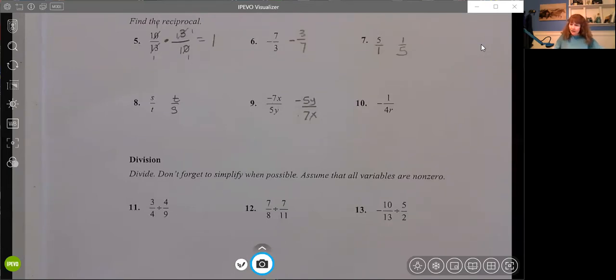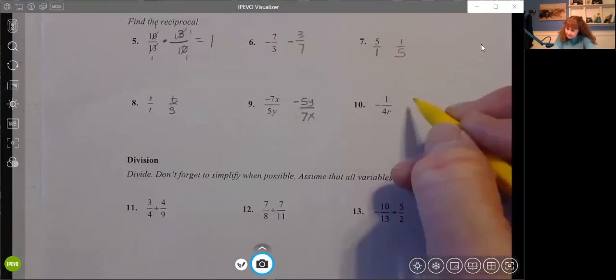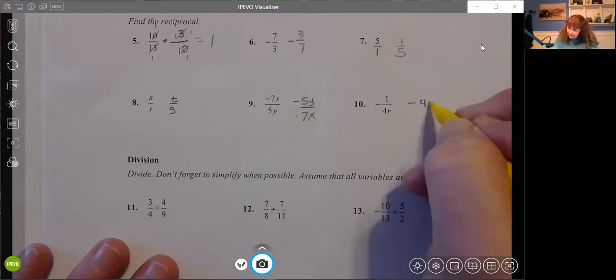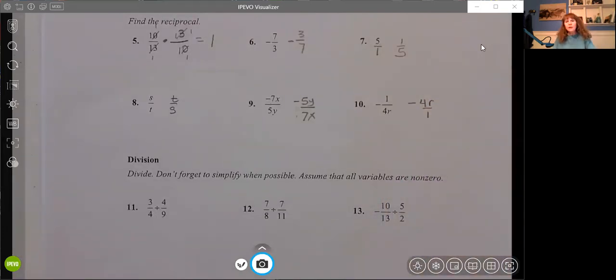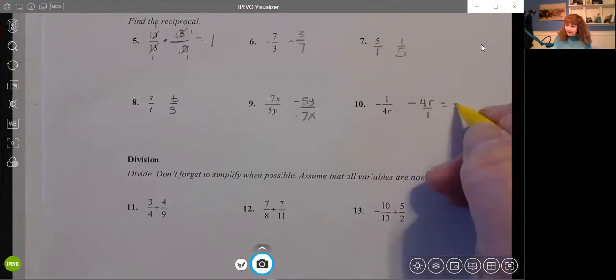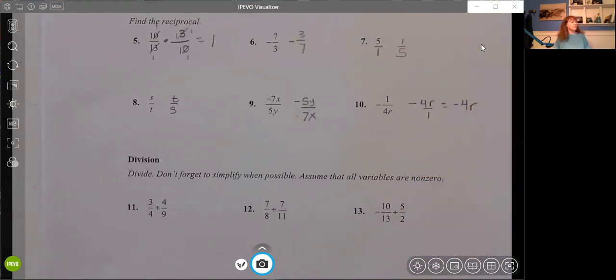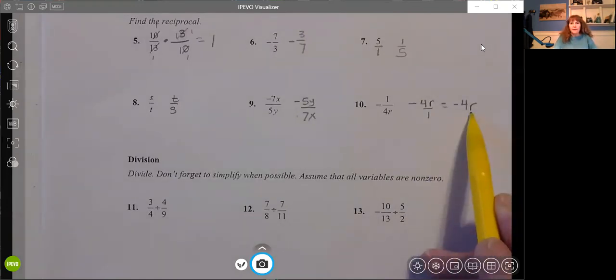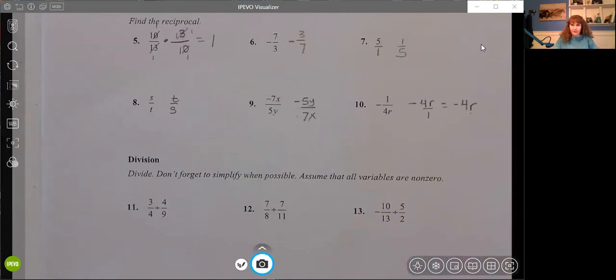Let's look at number 10, -1 over 4r. The reciprocal of that will be negative, because when we're finding a reciprocal, we never change the sign. It would be -4r over 1. But normally when we have that 1, we just write this as -4r. It's not that this is wrong, this is just more standard. So that's reciprocal.